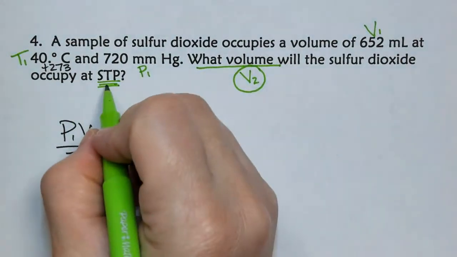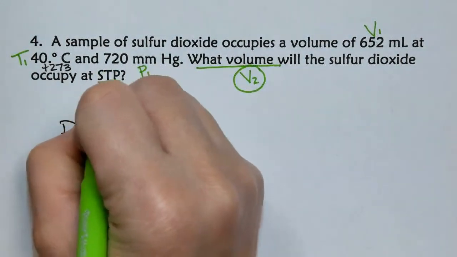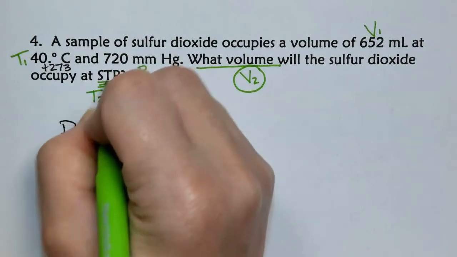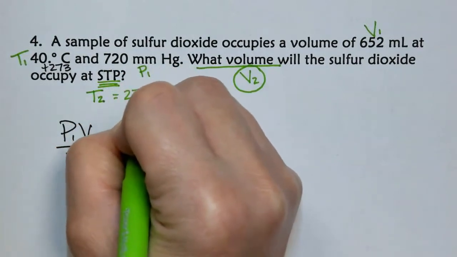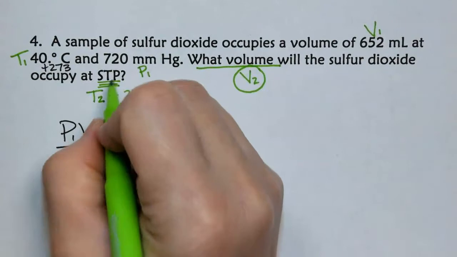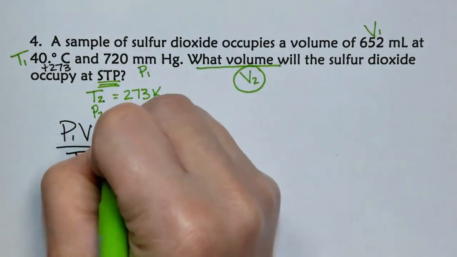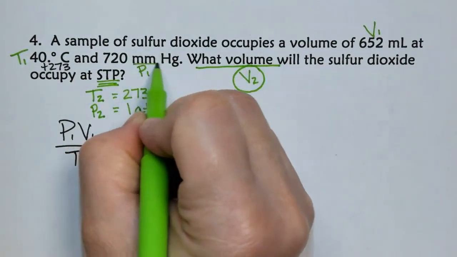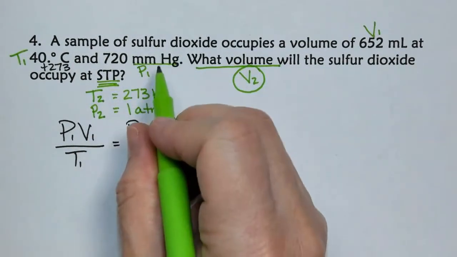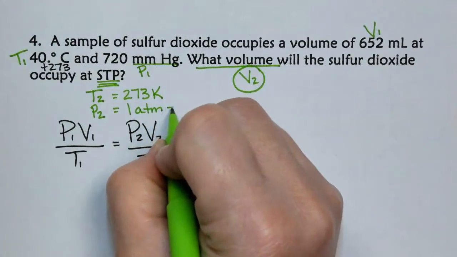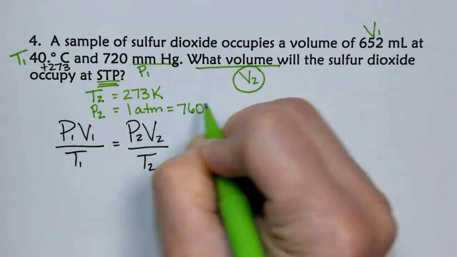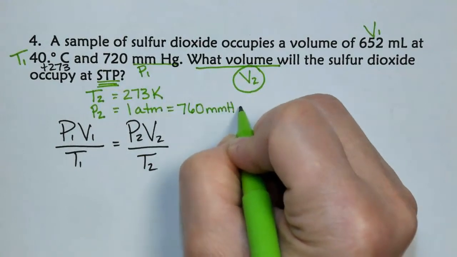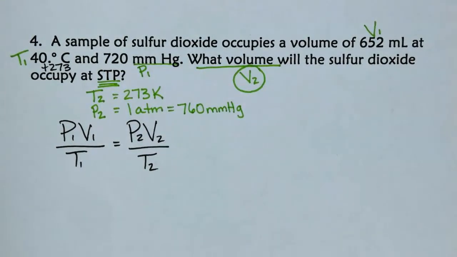When you see STP, that's telling you a temperature, which in this case our T2 is equal to 273 Kelvin, and our pressure, in this case our P2, is equal to 1 atmosphere. Now because this is in millimeters of mercury, I really want this pressure to also be millimeters of mercury. So if we look at our chart that will be given to us, 1 atmosphere is the same as 760 millimeters of mercury.